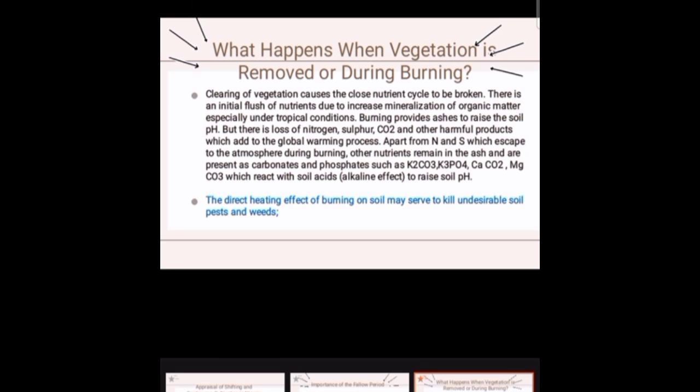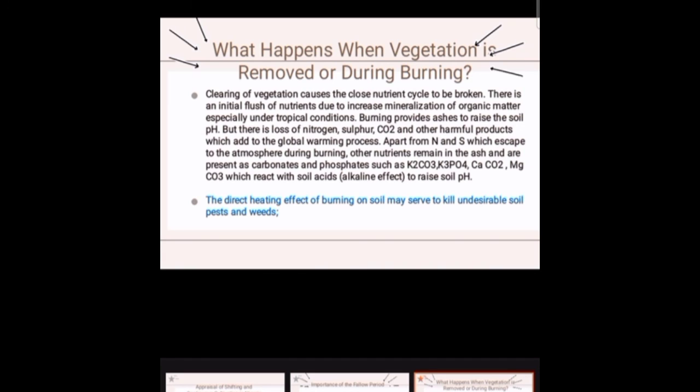Apart from N and S which escape to the atmosphere during burning, other nutrients remain in the ash and are present as carbonates and phosphates such as K2CO3, K3PO4, CaCO3, and MgCO3, which react with soil acids, which is an alkaline effect. This is to raise the soil pH.